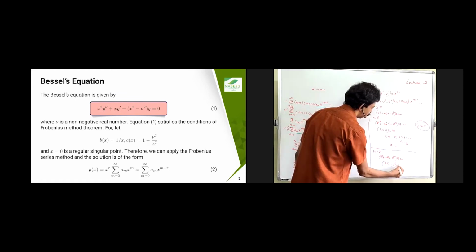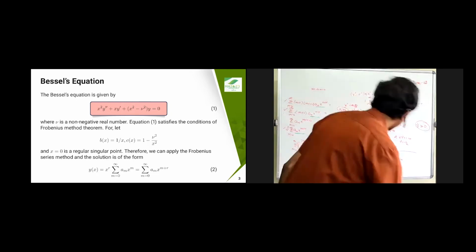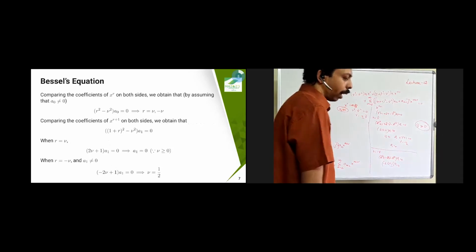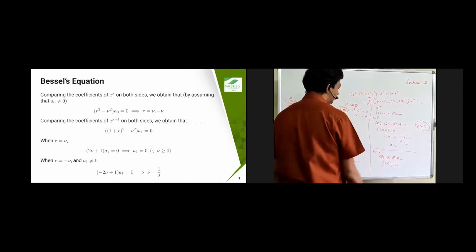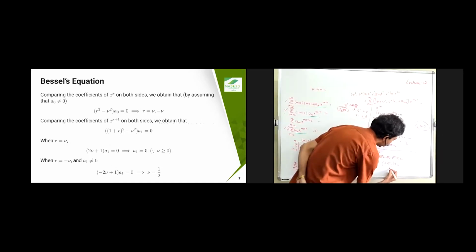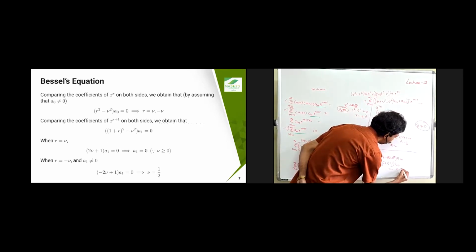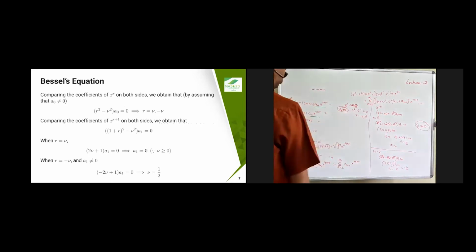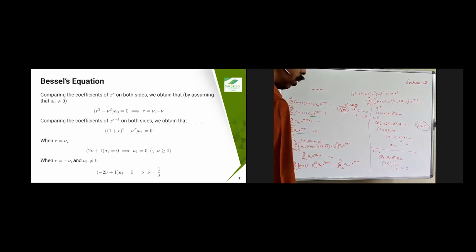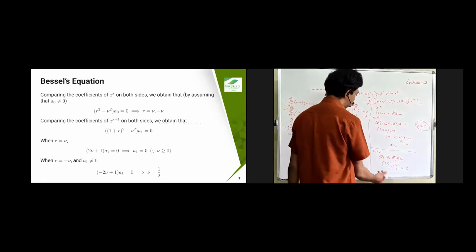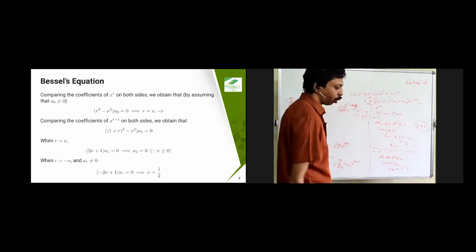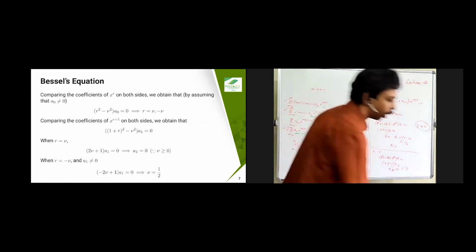So in that case, what am I going to get? Either a1 equal to 0 or mu equal to 1 by 2. If I take a1 not equal to 0, then mu equal to 1 by 2. So in both cases, I am not going to get any contradiction. So I can choose mu equal to 1 by 2 and then I can proceed. That is also okay. So suppose I choose a1 not equal to 0, then mu equal to 1 by 2 is one case.